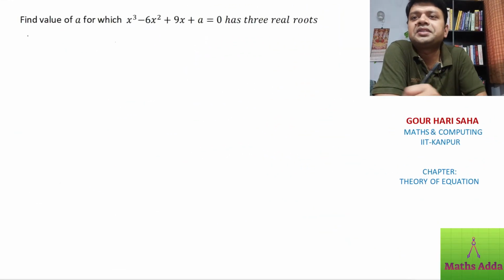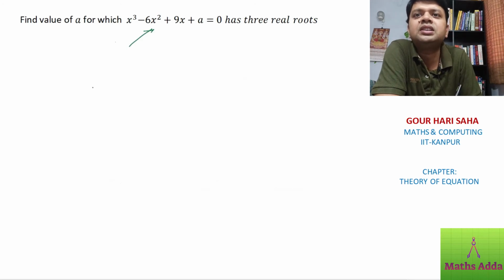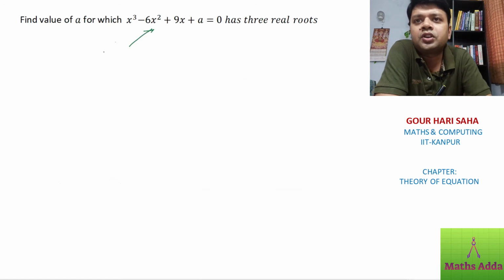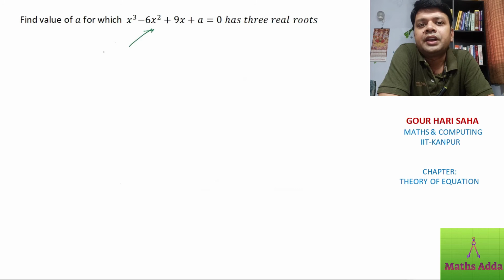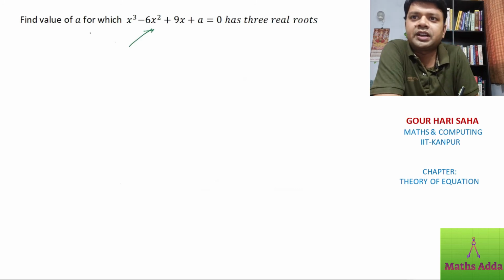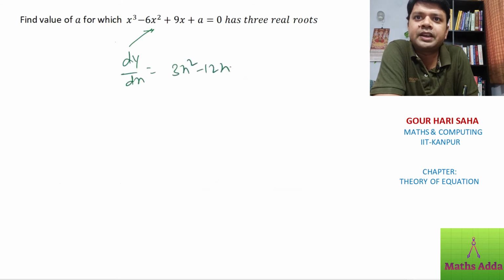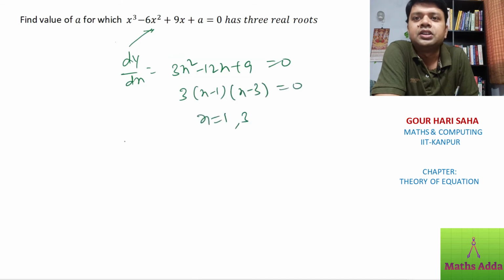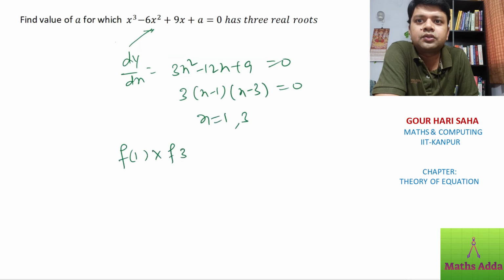So now I take another question: find the value of a for which it has 3 real roots, right. This means what? And you will see it is almost the same question. So x cube minus 6x square plus 9x plus a equal to 0 has 3 real roots. This means what? If I find the points of maxima and minima, one will be above the x axis and the other will be below the x axis, right. So for that I find dy by dx. dy by dx is 3x square minus 12x plus 9 equal to 0. Same thing, so it will be (x minus 1) into (x minus 3) equal to 0, x is equal to 1 and 3. Now f1 into f3 should be less than 0 since it has 3 real roots, right.